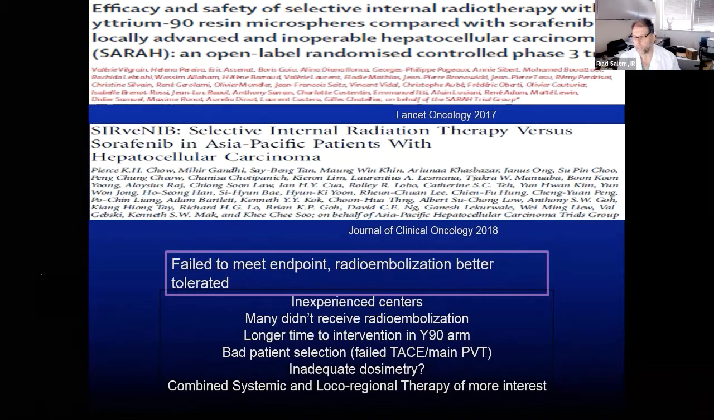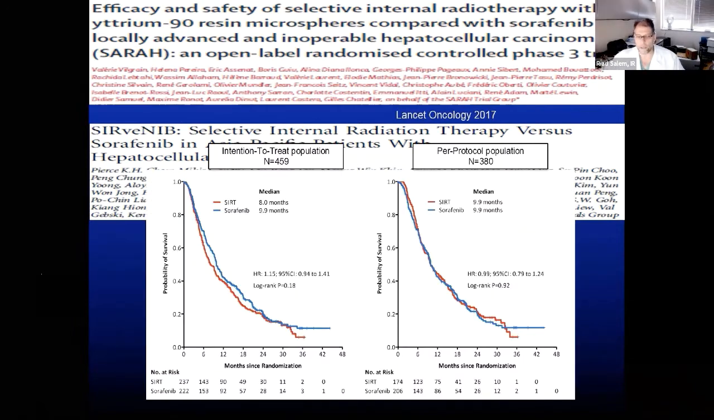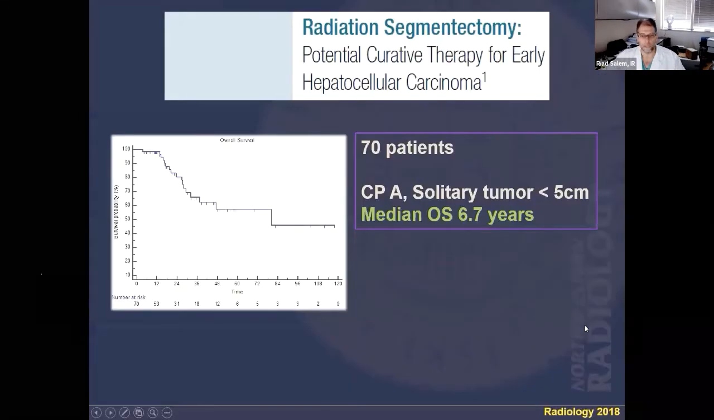If you are a statistical purist, this is statistically negative, but from a practical standpoint, the overall survival curves overlap, and we've seen this and validated this in multiple settings. So we can bring this up during the Q&A session that I think these are in fact positive clinical trials, not negative clinical trials, given the limitations of the studies themselves. It's possible to think about Y90 as a potential curative setting. This is something published in Radiology a few years ago.